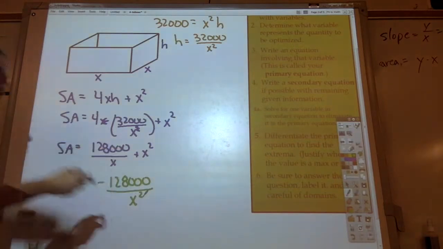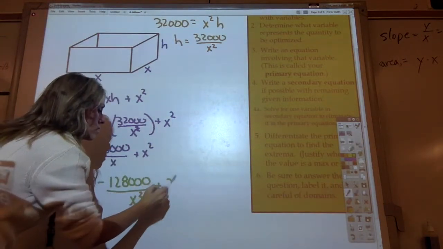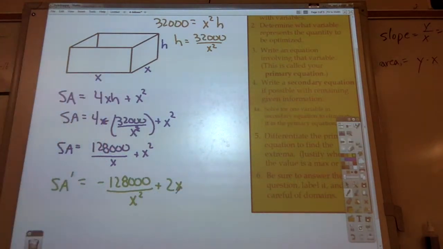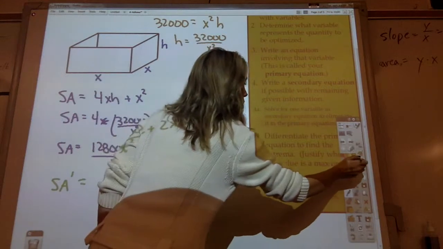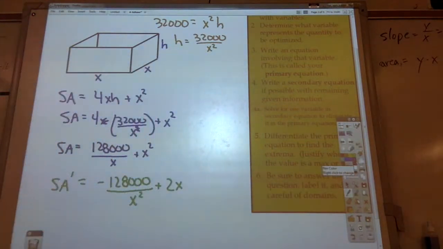And then the derivative of x squared, 2x. All right, so when you want to get your critical numbers, set it equal to 0. Now what did the problem ask for? It wanted to know the minimum amount of material. It said surface area, so what's the smallest surface area possible? Minimize the amount of material. Okay. Same thing.